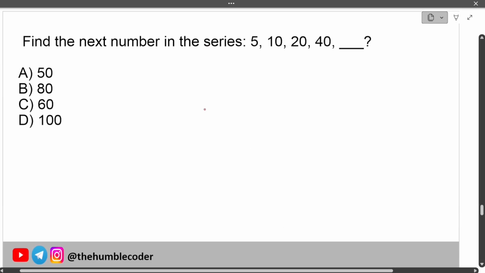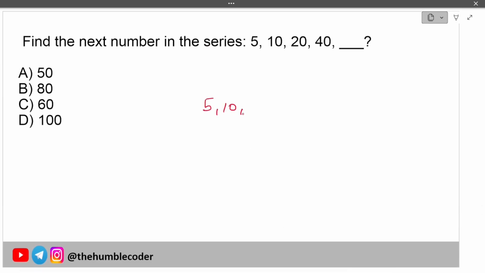Find the next number in the series. So we have been given a series: 5, 10, 20, 40. So what is the next term in this one? Let's try to find out. 5 to 10 is what? Plus 5. 10 to 20 is plus 10. 20 to 40 is plus 20. So clearly it is doubling every time.